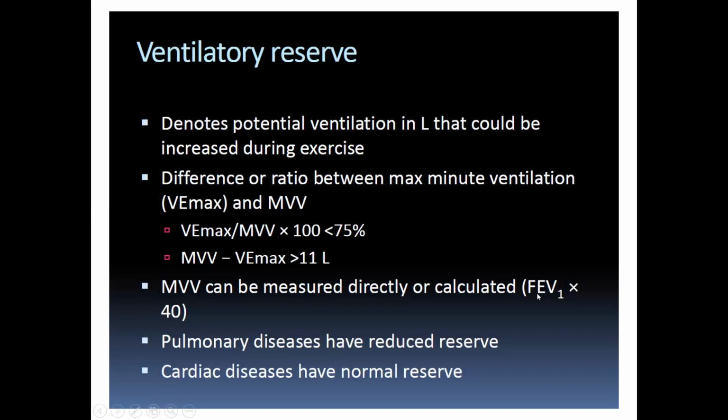You can estimate it by FEV1 times 40, or you can actually measure the maximum voluntary ventilation, and you will look at what number you are going to compare it with. The VE, the maximum ventilation, total ventilation at peak exercise. And then you'll compare the two numbers and you can come up with a ratio.